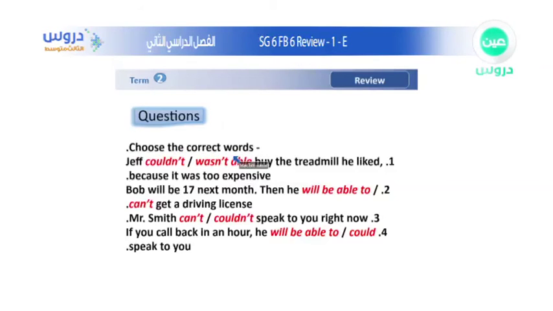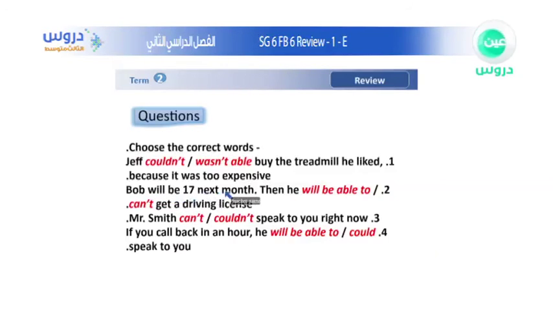Choose the correct words. Jeff couldn't or wasn't able to buy the treadmill he liked because it was too expensive. Wasn't, couldn't, couldn't buy, wasn't able. Okay. Marhan said couldn't. You were the first one to answer couldn't. I saw that. But you might be wrong. We will check that next slide, inshallah.